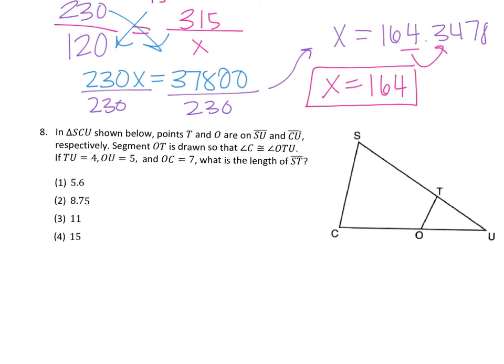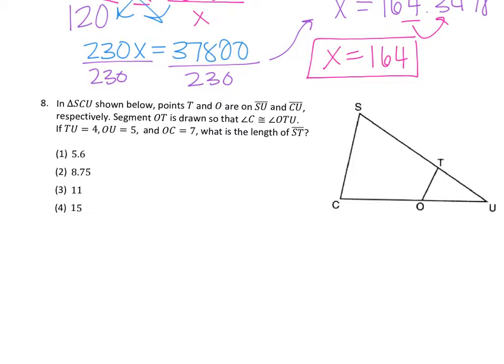Number 8, we have triangle SCU shown below with points T and O drawn. Segment OT is drawn such that angle C is congruent to angle OTU. So this is important to actually mark up OTU right here. If TU is 4, OU is 5, OC is 7, what is the length of ST? So now typically we were talking before about how we could go like top over bottom, say 4 over X, 5 over 7.